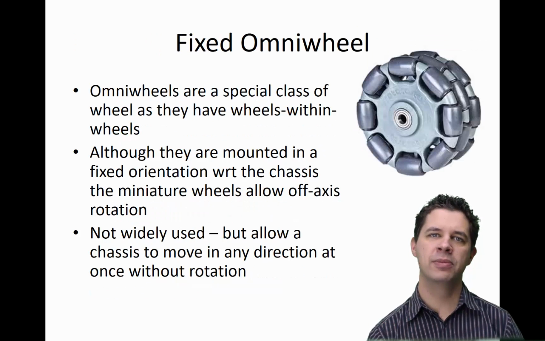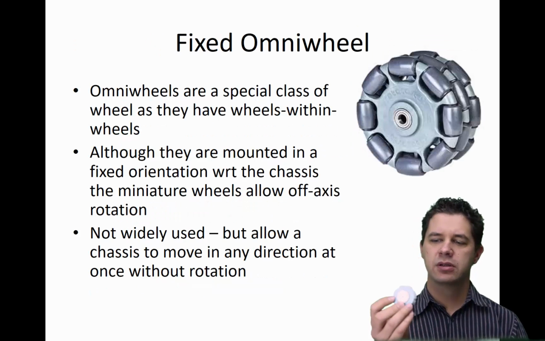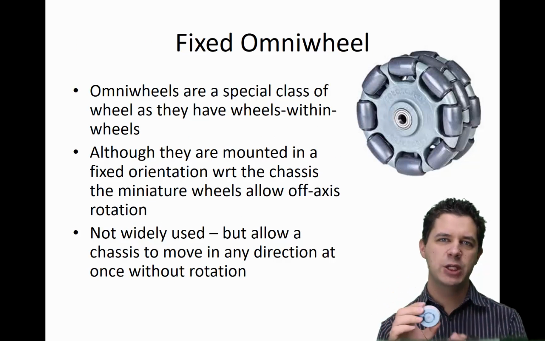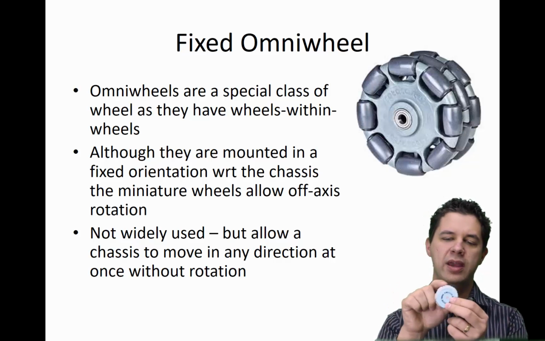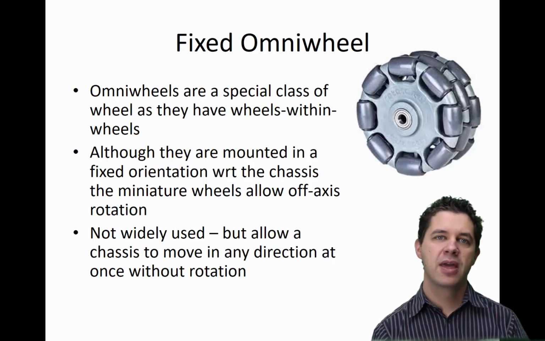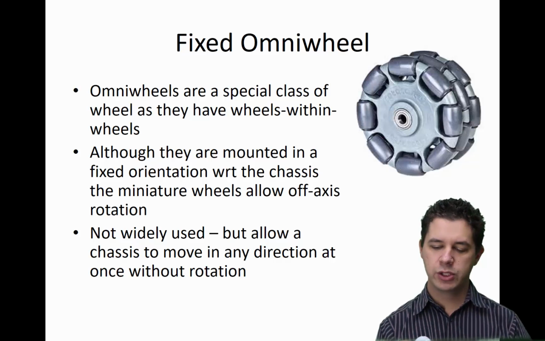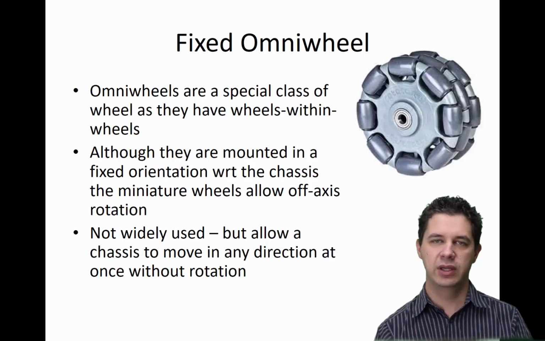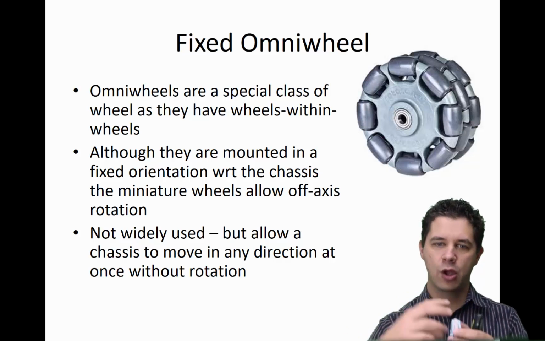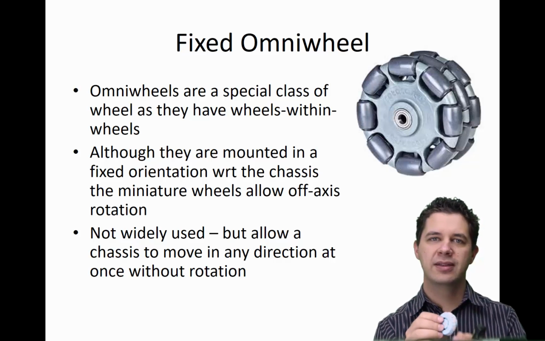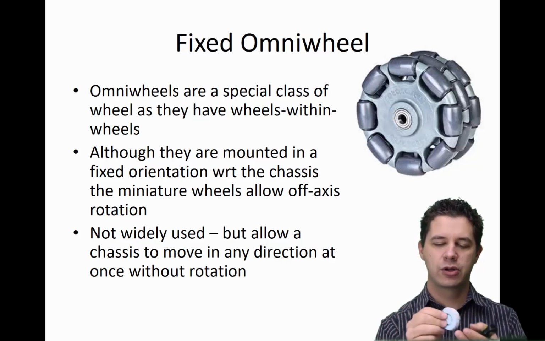And finally, we have omni wheels. Omni wheels, and there's multiple different configurations of omni wheels, are a special wheel because they're essentially a wheel which has wheels inside it. These multiple wheels, what we do is we mount them essentially in a fixed orientation with respect to the chassis. We bolt them on and they can only turn in one direction. But with these small wheels inside them, they allow an off-axis rotation.